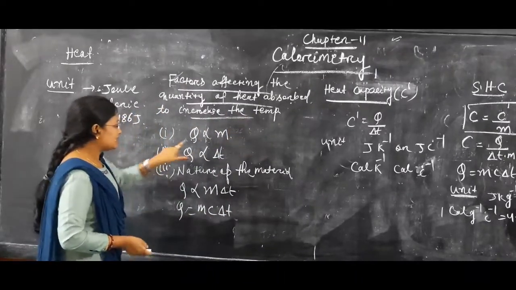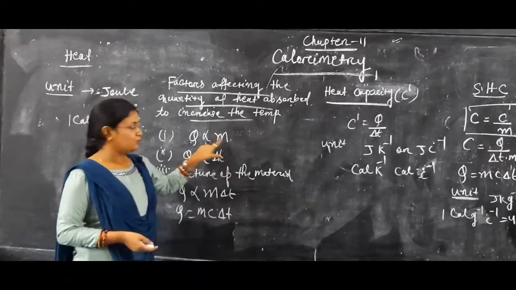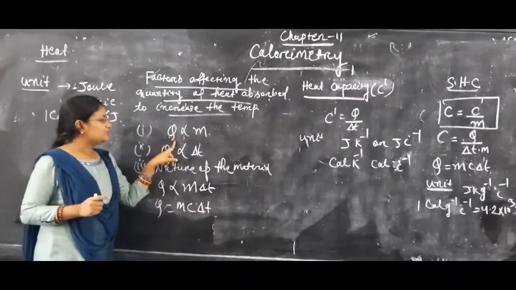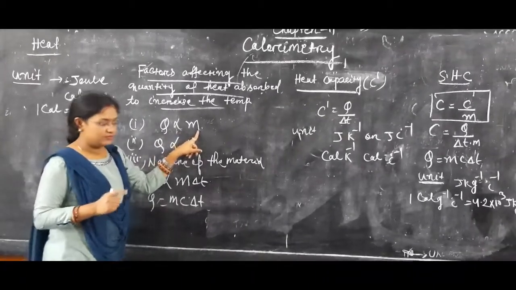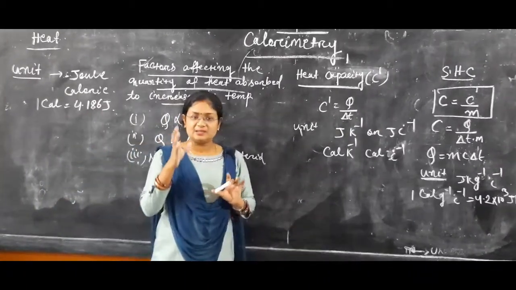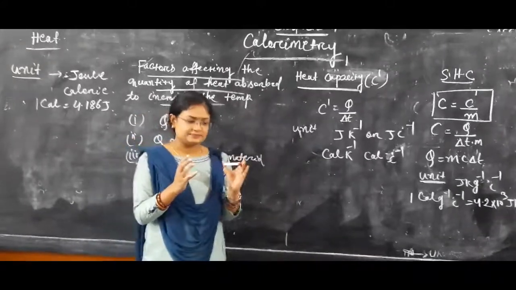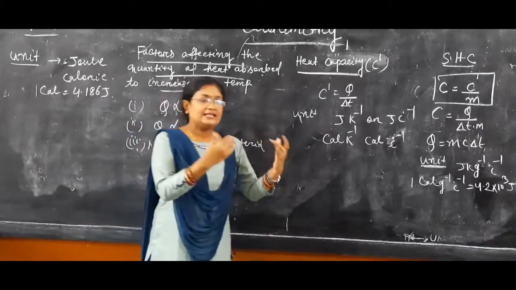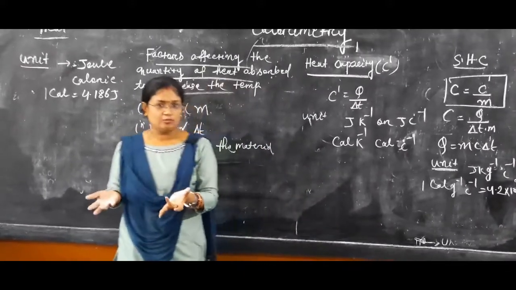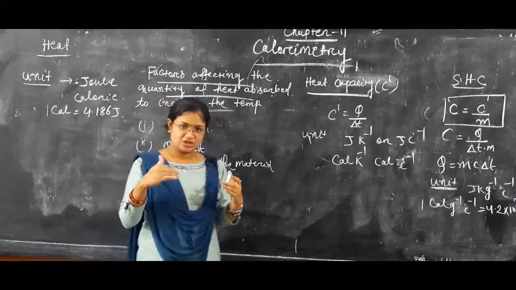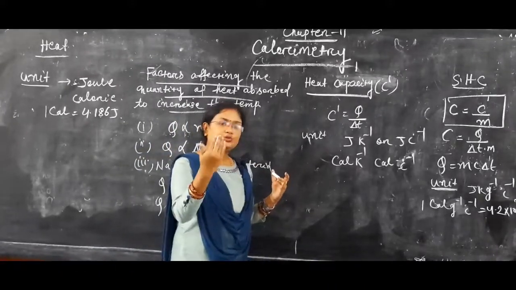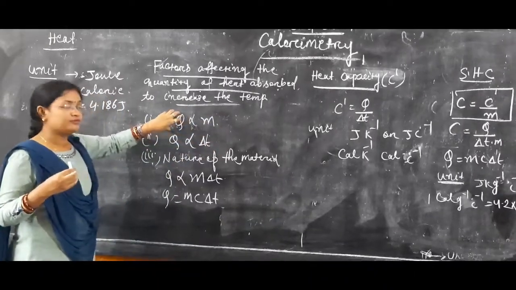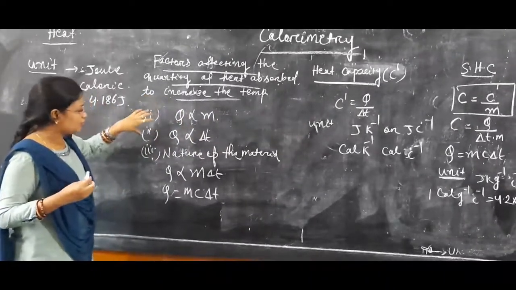The first one is that Q is directly proportional to m. What is Q? Q is your heat; heat is denoted by Q. Q is directly proportional to the mass of the body. For example, suppose 1 kg of water is there. To increase its temperature by 1 degree Celsius, it needs 1 kilocalorie. If 2 kg of water is there, to increase its temperature by 1 degree Celsius, it will need 2 kilocalorie. That means if mass is more, then the amount of heat energy required will also be more.